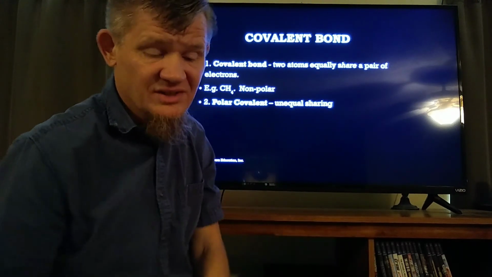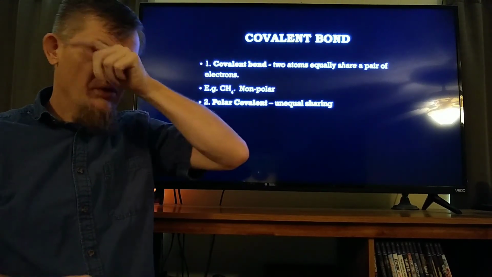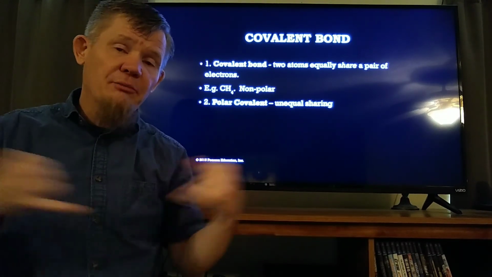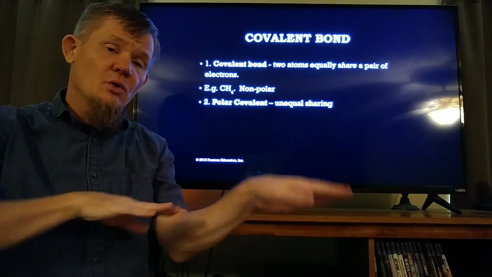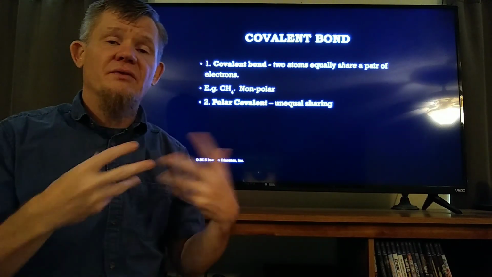It has poles, just like the north and south pole of a magnet. The north and south pole, if you try to push the two north poles together, they won't go. If you try to push the two south poles together, they won't go. You have to put the north and the south, two different areas, and they'll go together. Positive and negative, two different areas.